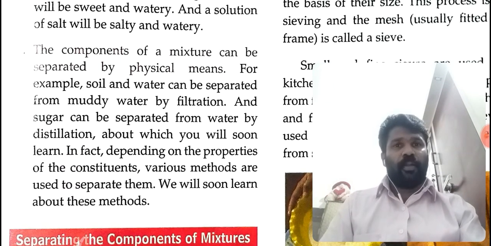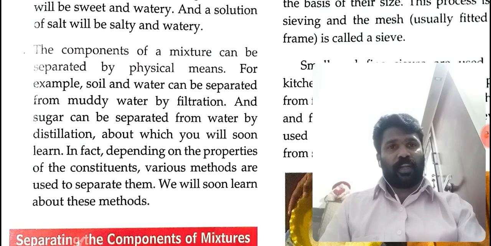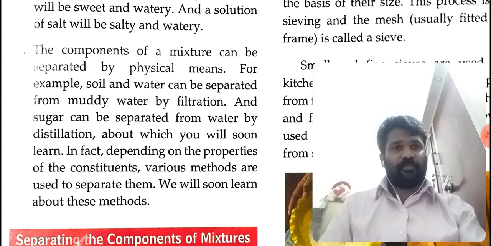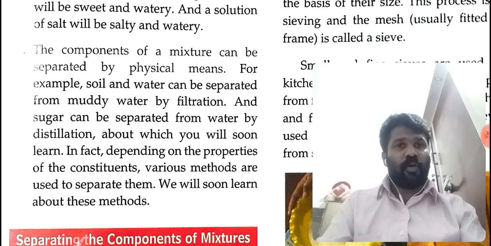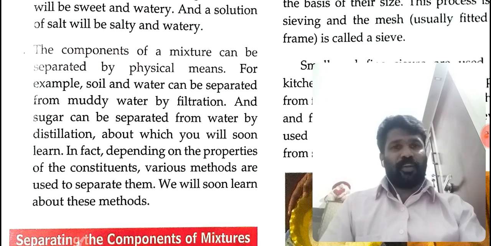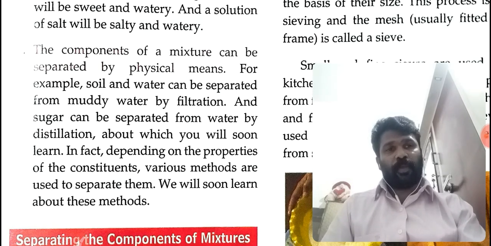For example, soil and water can be separated from muddy water by filtration, and sugar can be separated from water by distillation. We will discuss this in later classes, because many methods are used to separate sugar from a solution. Clear? We will discuss it.